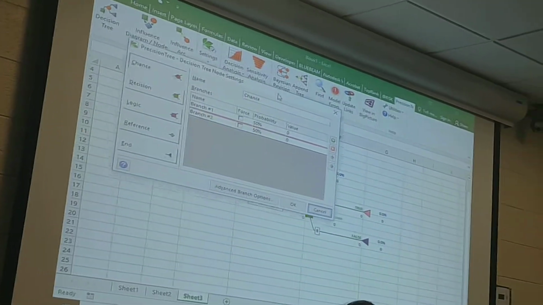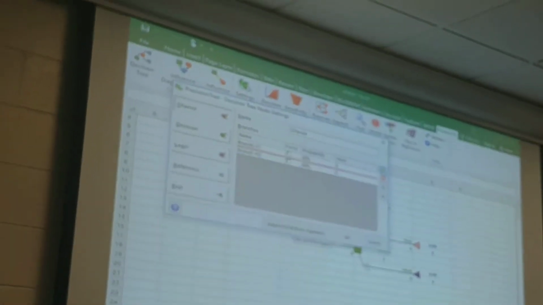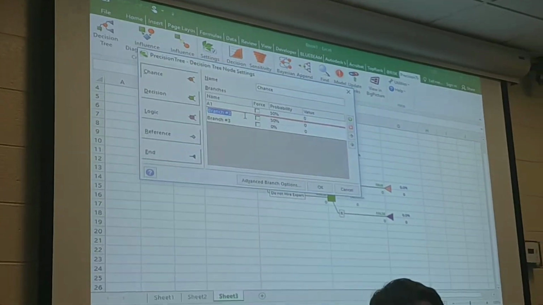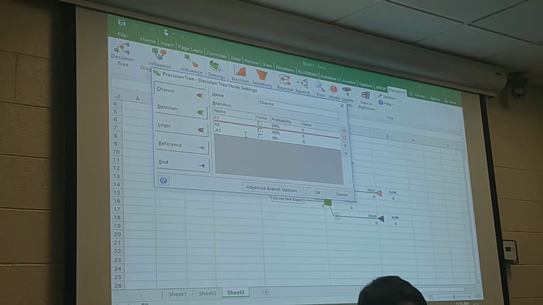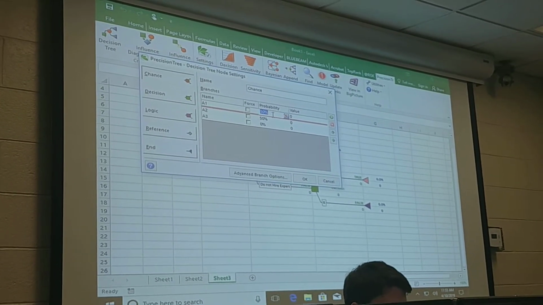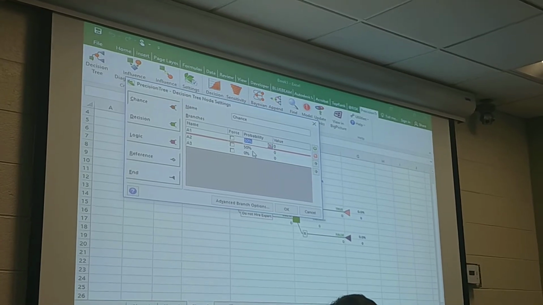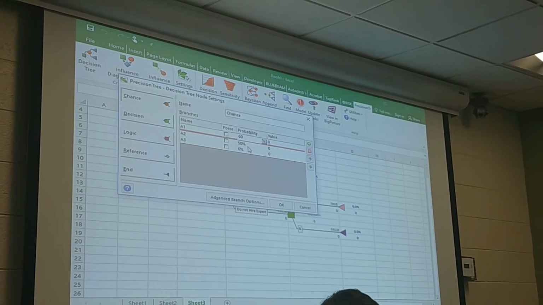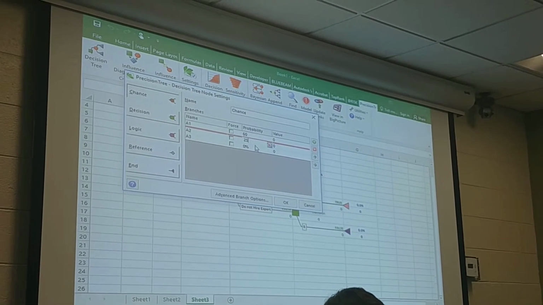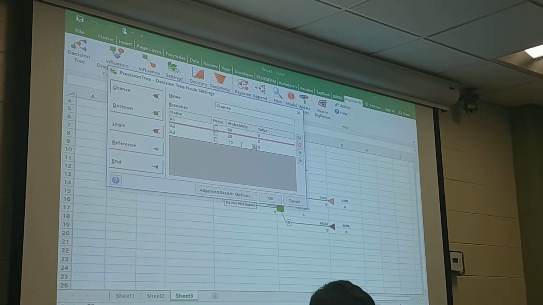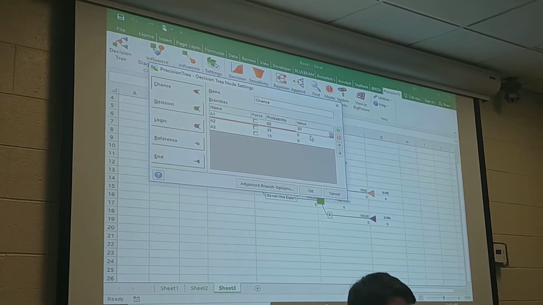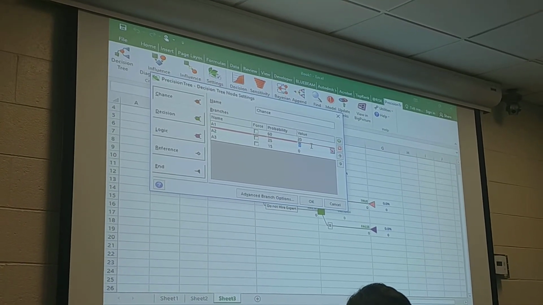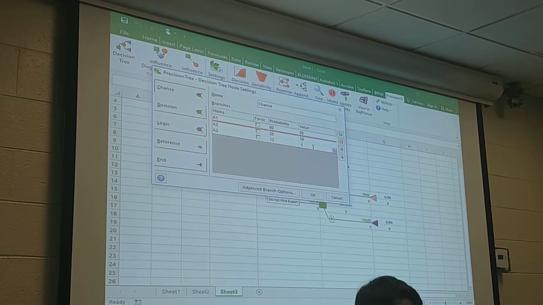For A, I have 3 uncertainties. So I add one more. A1, A2, A3. The probabilities are 60, 25, and then 15. I have the monetary values, 20, minus 10.